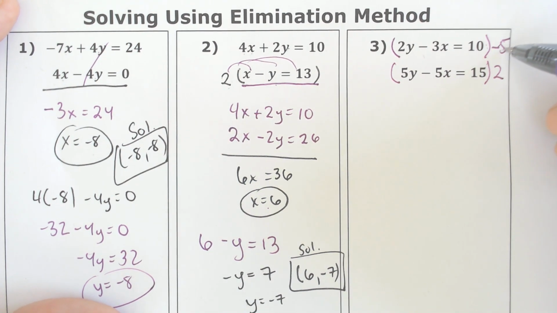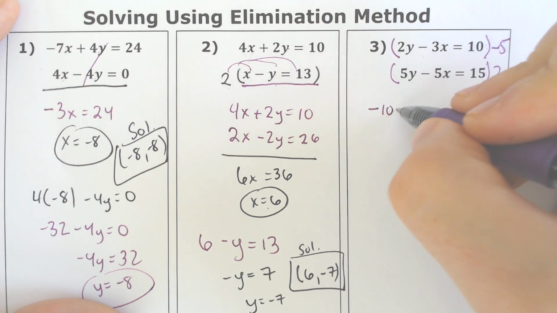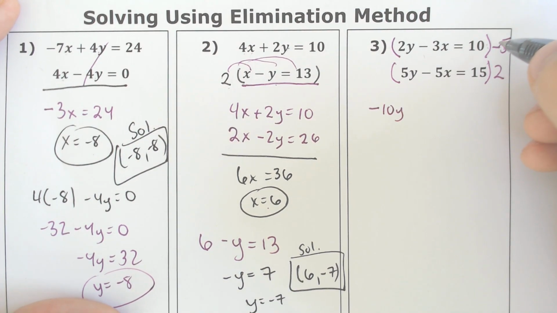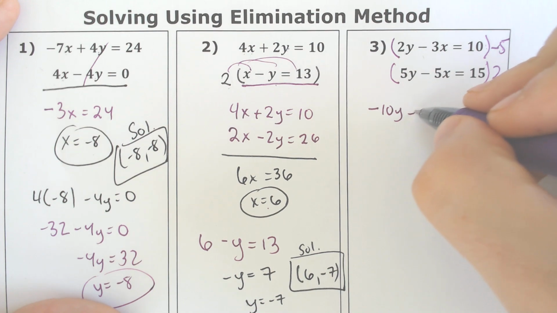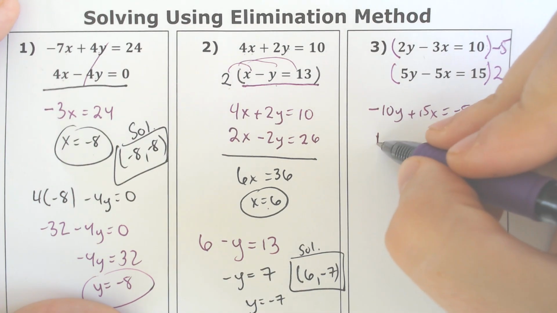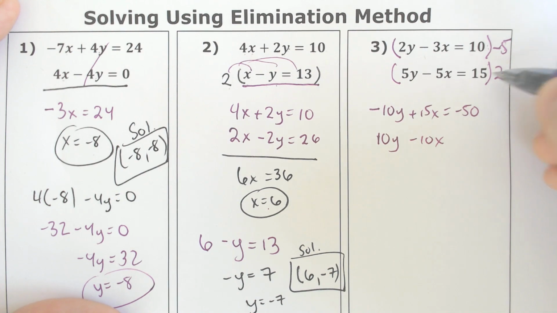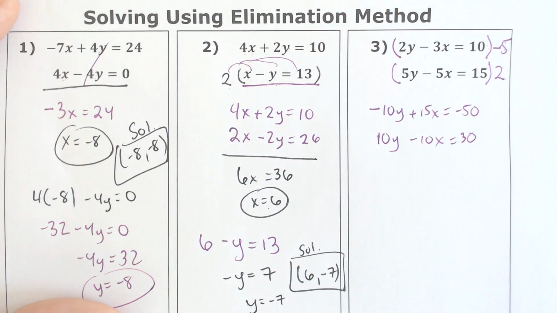By doing that, 5 times 2 is -10 and 5 times 2 is +10. That would eliminate. So I'm going to distribute. I'm going to get -10y, and then 5 times -3 is +15x. 5 times 10 is -50. 2 times 5 is +10y. 2 times that is -10x. And then 2 times 15 is 30.